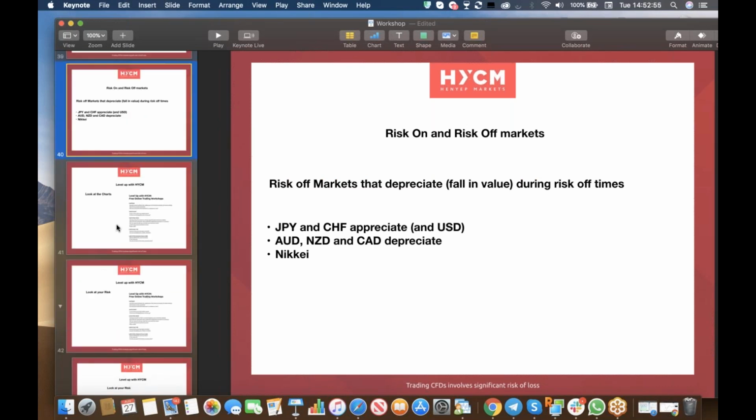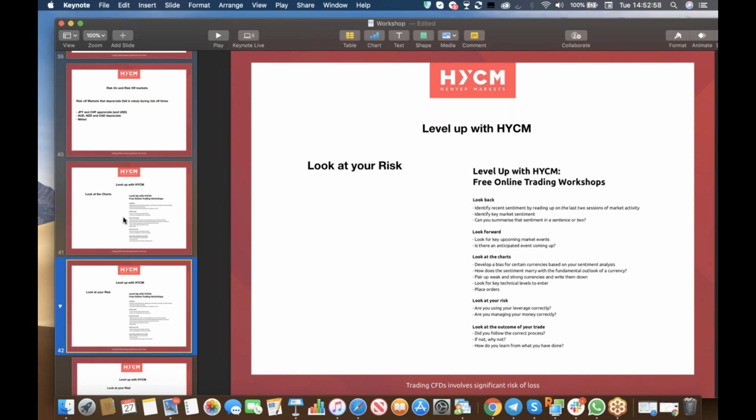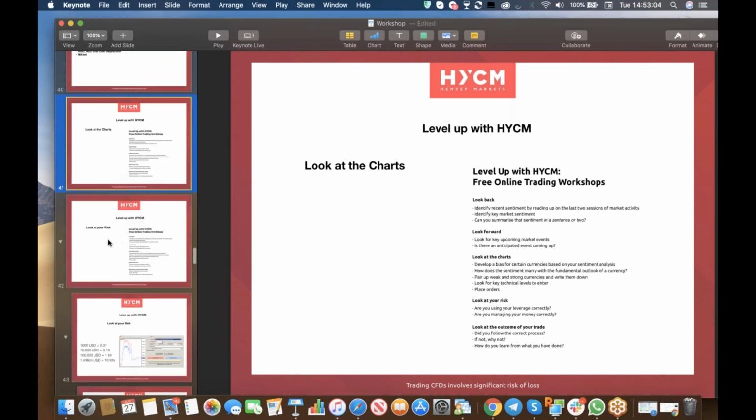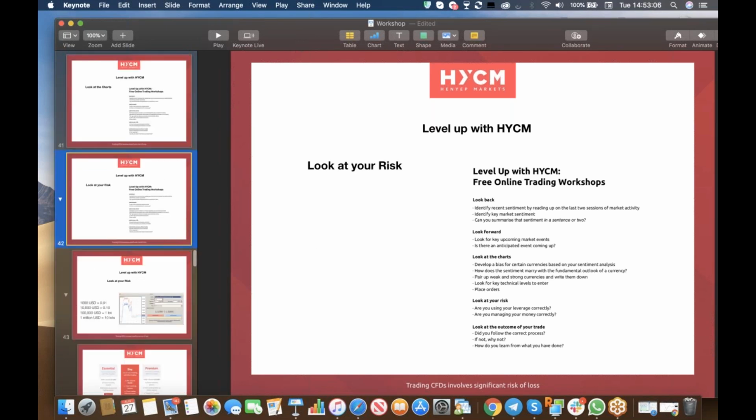So looking at the charts, we looked briefly at the Australian dollar Japanese yen pair. We saw we're looking for a fresh driver for that. So there isn't anything particularly technical to look at. Looking at your risk, always remember your risk management must be very, very good.